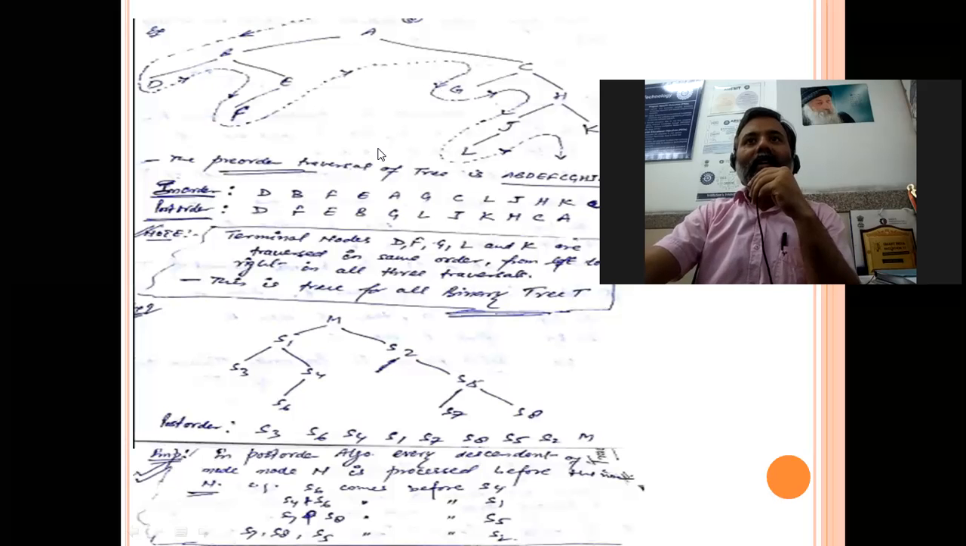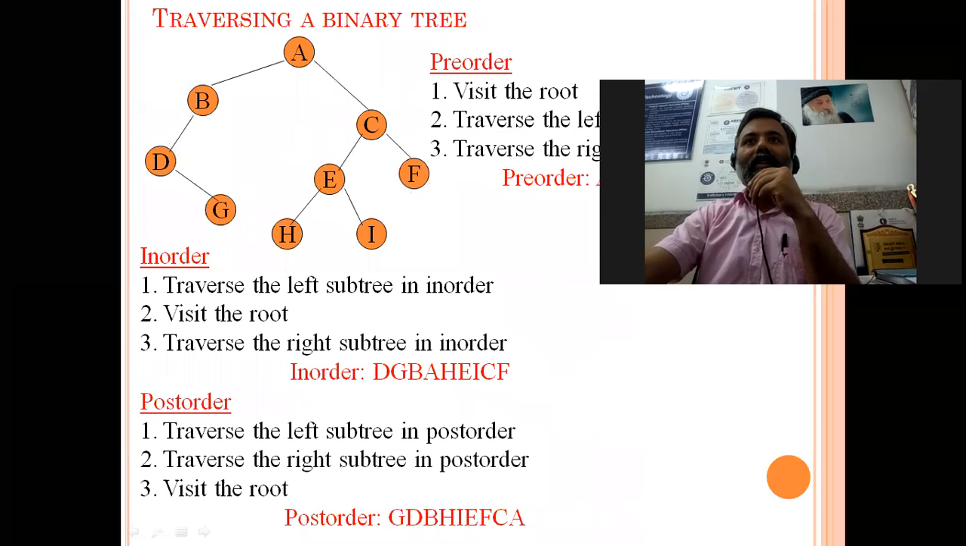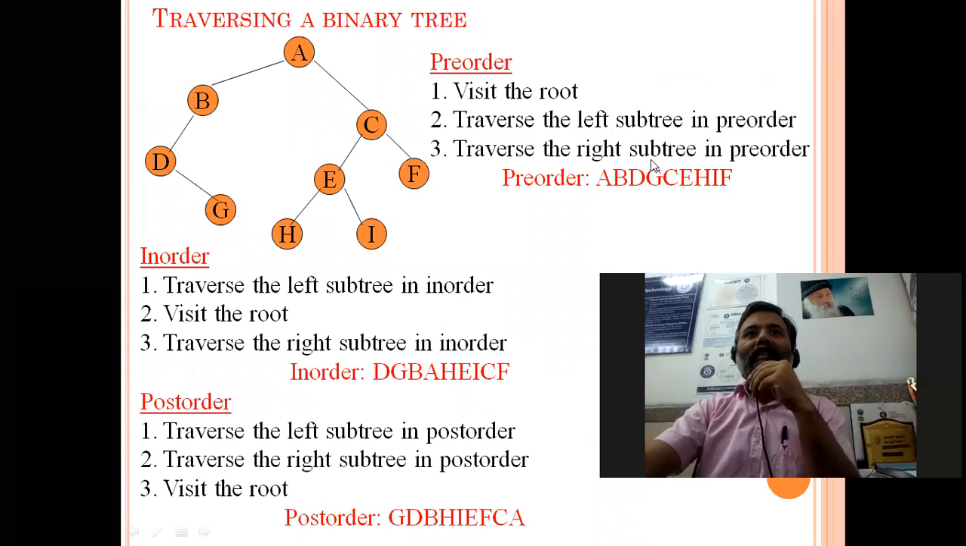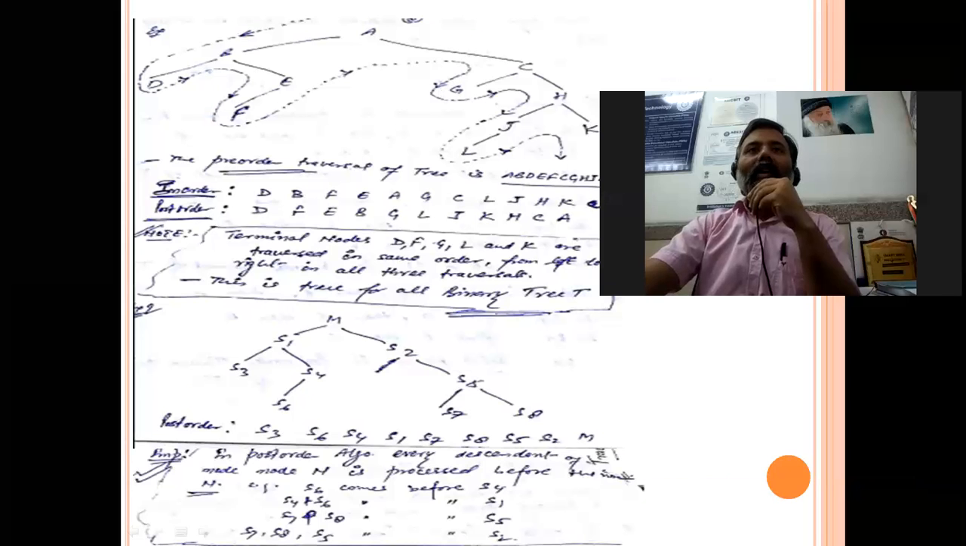See, in the example which I have discussed previously, this was the ABDGCEHIF. This was the traversing. In this example, you can find out the traversing and you will get the same result. So this is the shortcut for pre-order traversing.